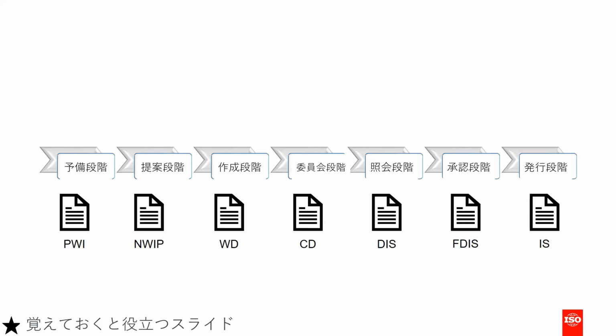Here is a reminder of all the different stages and the corresponding documents. So we started with the preliminary work item. That became a new work item proposal, which was approved to become a working draft. The draft was then circulated as a committee draft before becoming a draft international standard. It then progressed to a final draft international standard before being published as an international standard.